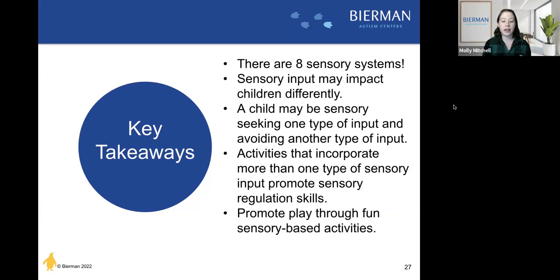to just promote play through fun-based sensory activities. Like Maddie said at the beginning of this presentation, play is a child's main occupation. And when we are providing these fun sensory-based activities, we're promoting development of play skills. And so this provides opportunities for them to gain independence in their main occupation.